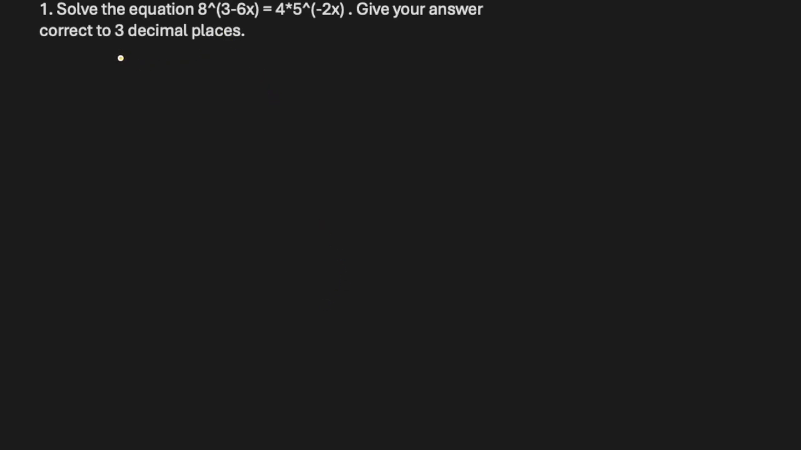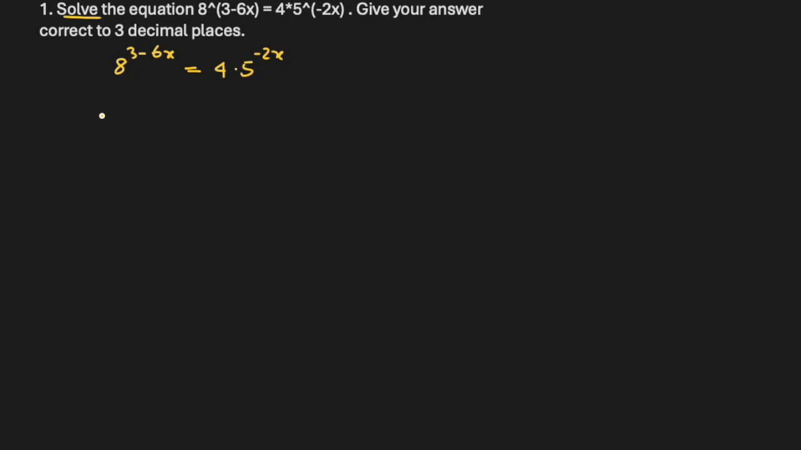Let's start with question number 1. Solve this equation. Let me write it properly. It is 8 to the power 3 minus 6x equal to 4 times 5 to the power minus 2x. You have to solve the equation, which means you have to find the value of x correct to 3 decimal places.